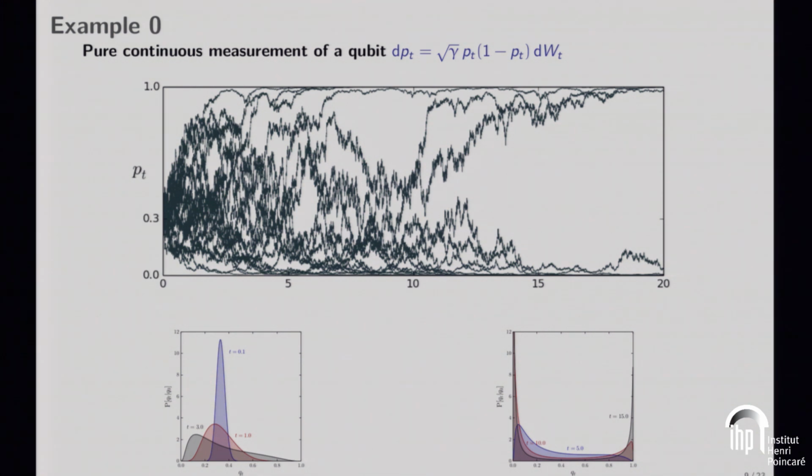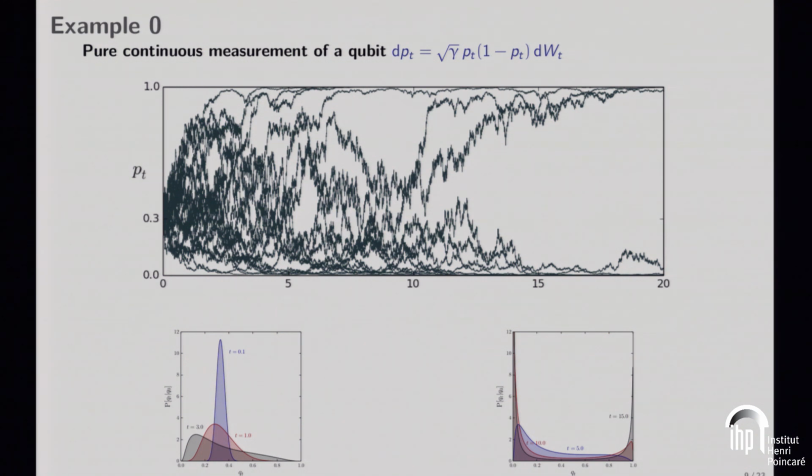And in this pure qubit case, it is one of the few cases where you can actually compute the distribution exactly. So if you start from a Dirac at 0.3, you see that the distribution spreads out and for a larger time becomes very bimodal, and in the end, like 2 Dirac points at 0 or 1. Okay, so this is to give a sort of intuition of what happens with a continuous measurement.